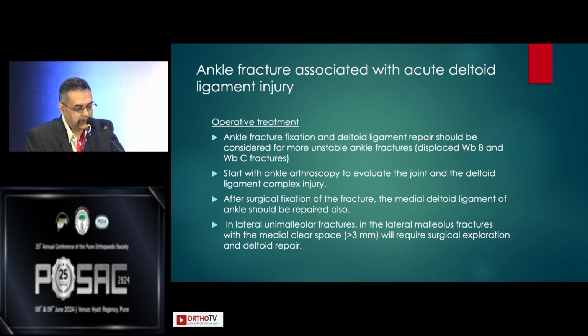You can start with ankle arthroscopy to evaluate the joint, or intraoperative fluoroscopy can be done to assess the deltoid ligament injury. After surgical fixation of the fracture, the medial deltoid ligament of the ankle should be repaired. In lateral unimalleolar fractures, where the medial clear space is more than 3 millimeters, will also require the deltoid repair.